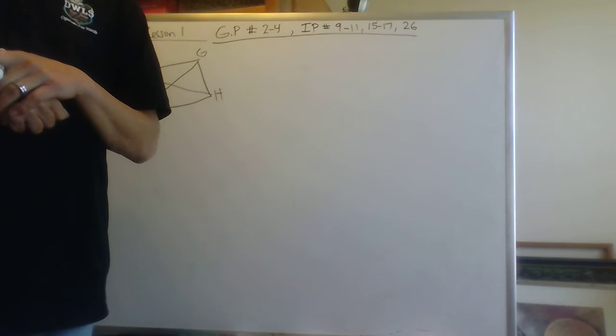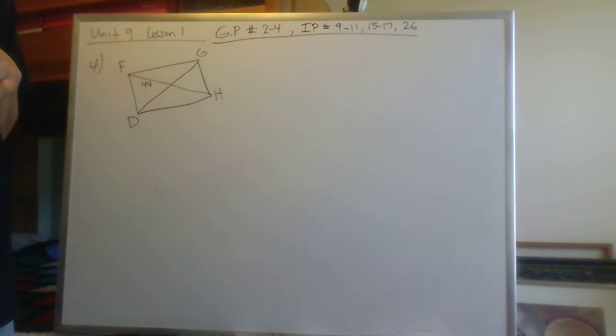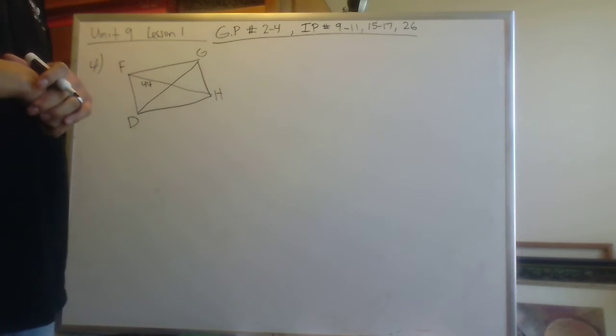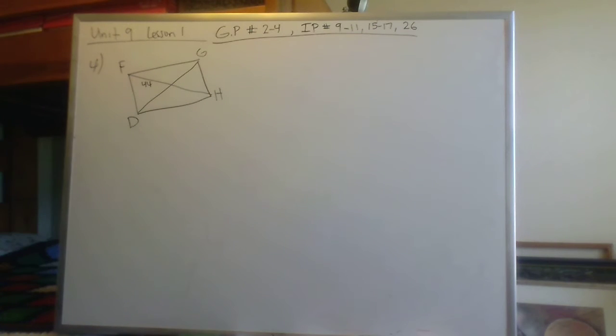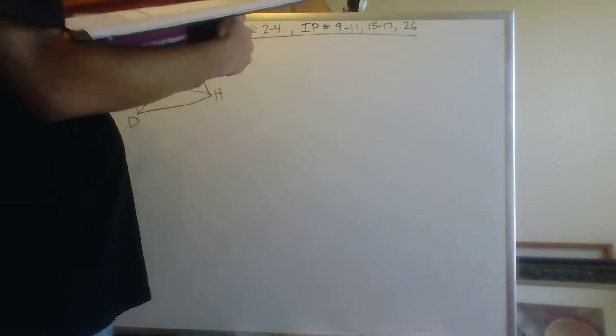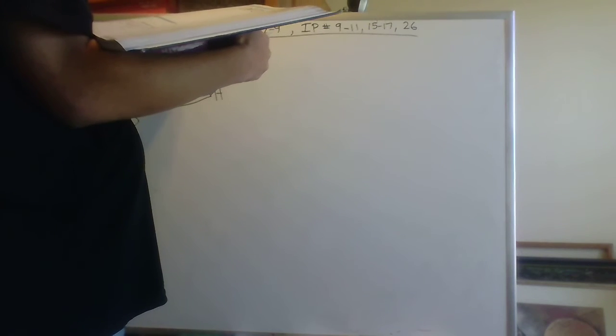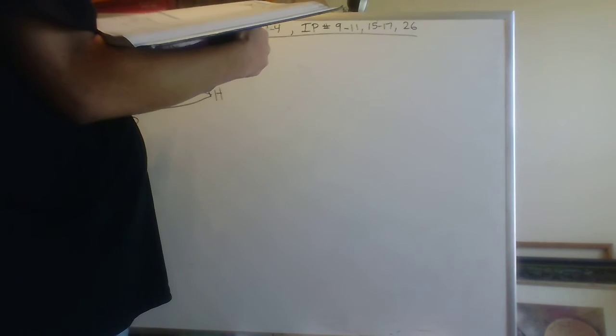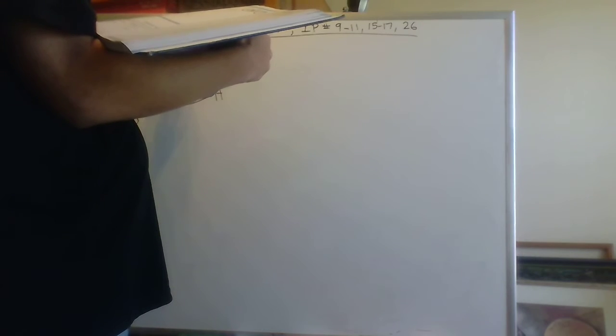So, this is the second part of the guided practice for lesson one of Unit 9. Essentially, I was telling you that we have another parallelogram FGHD, and we have some diagonal lengths that we know. And I'm just going to write them down.